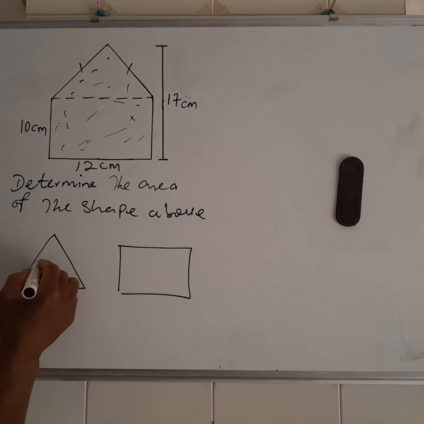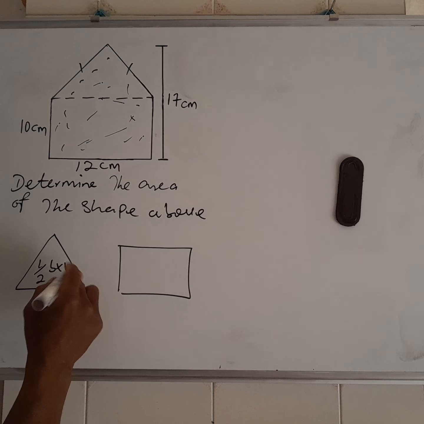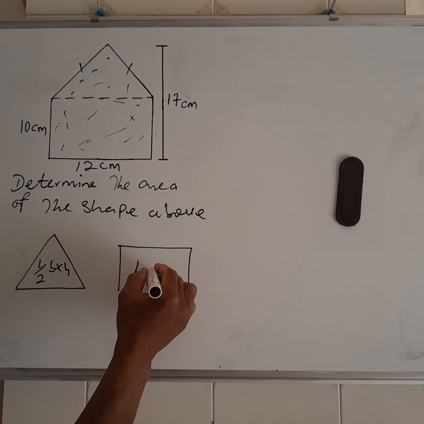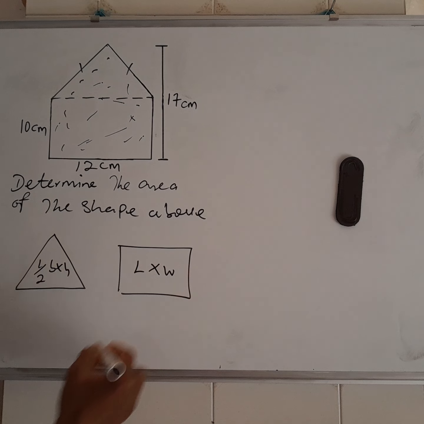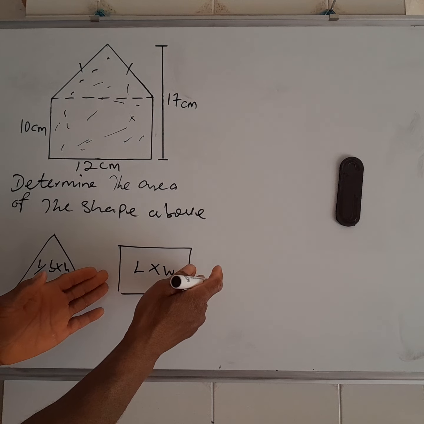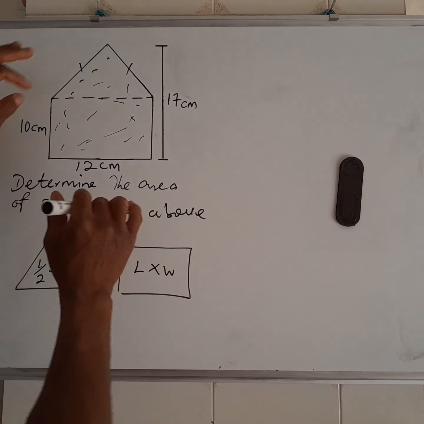So your area of a triangle is given as half base times height. Then your area of a rectangle is given as length times breadth. So for us to get the area of the triangle, then we get the area of the rectangle before we total. So let's do it this way.